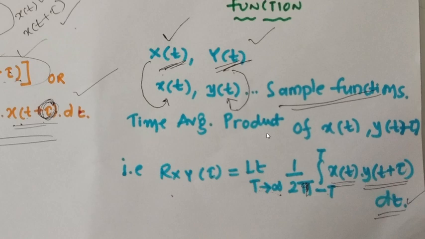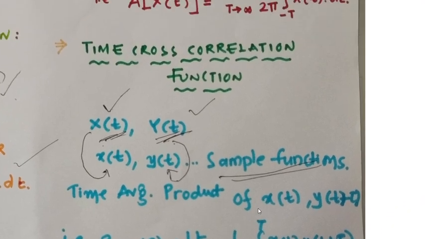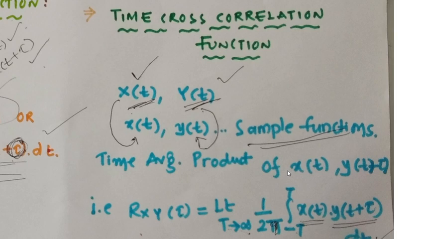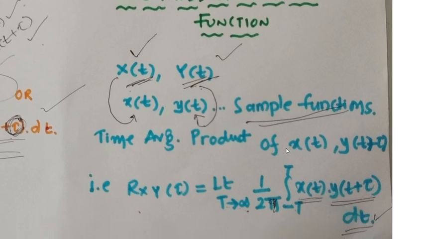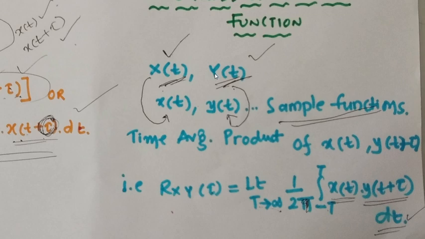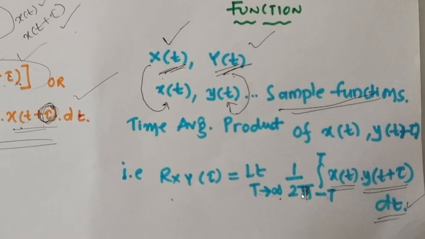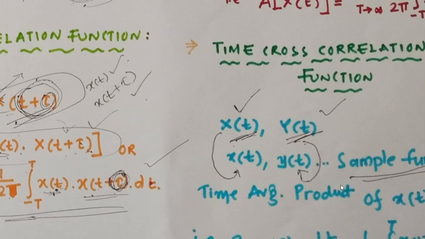So the time average product of x of t into y of t plus tau will be the cross correlation function. Cross correlation is a correlation between two different random processes and two different sample functions, so the mean of those is given as the cross correlation Rxy of tau, which equals the limit T tends to infinity of 1 by 2T integral from minus T to plus T of x of t and y of t plus tau. This is nothing but the cross correlation function.